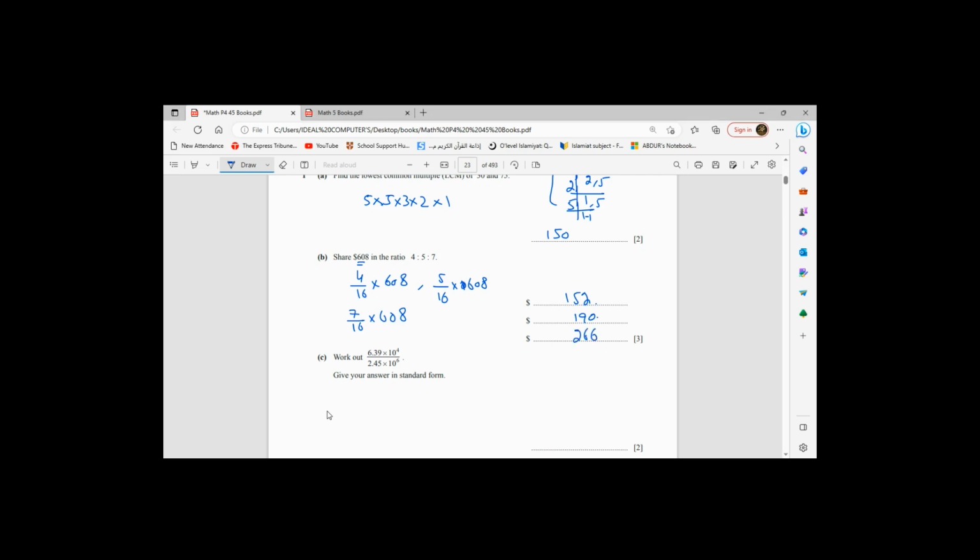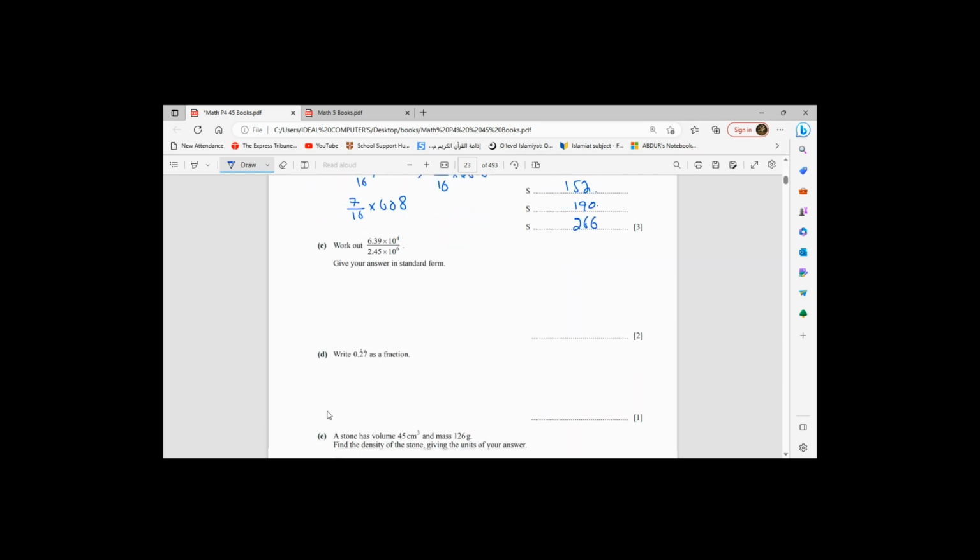Now, how can you check your answer? You can just add all these amounts. If they add up to $608, it means your answer is correct. Okay, for the next one.